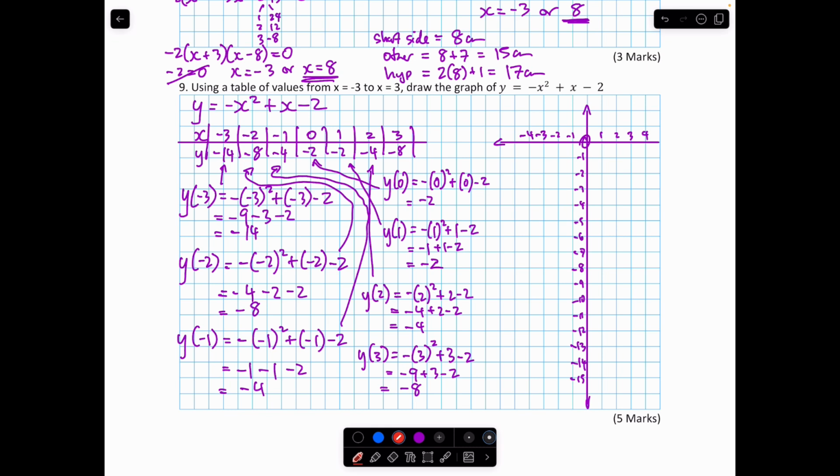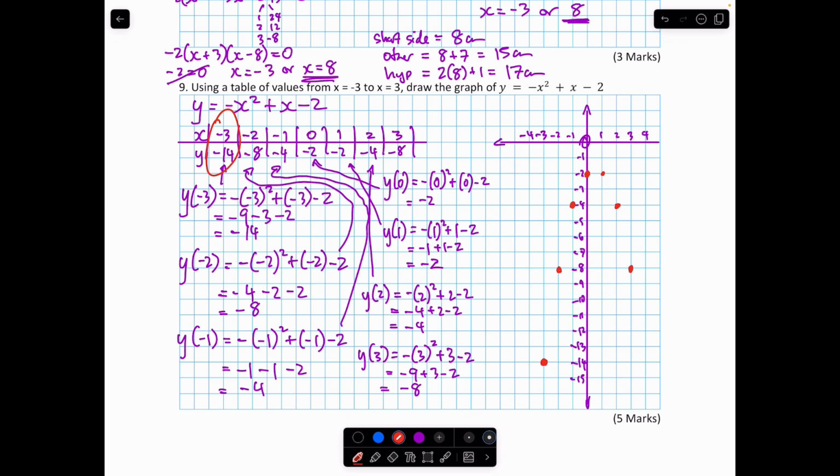When x is equal to negative 3, y is negative 14. Dot. When x is equal to negative 2, y is equal to negative 8. Dot. When x is equal to negative 1, y is equal to negative 4. Dot. When x is equal to 0, y is equal to negative 2. Dot. X is equal to 1, y is negative 2. Dot. X is equal to 2, y is negative 4. X is equal to 3, y is equal to negative 8. Dot. That's my quadratic right there.